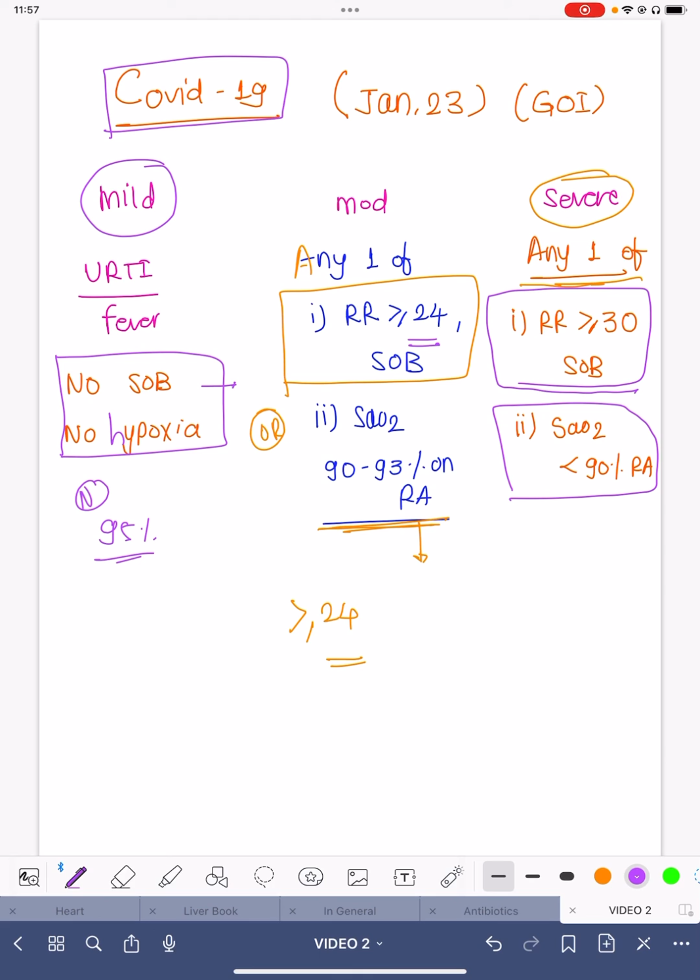Now, this classification is as per January 23, 2023, as per Government of India.